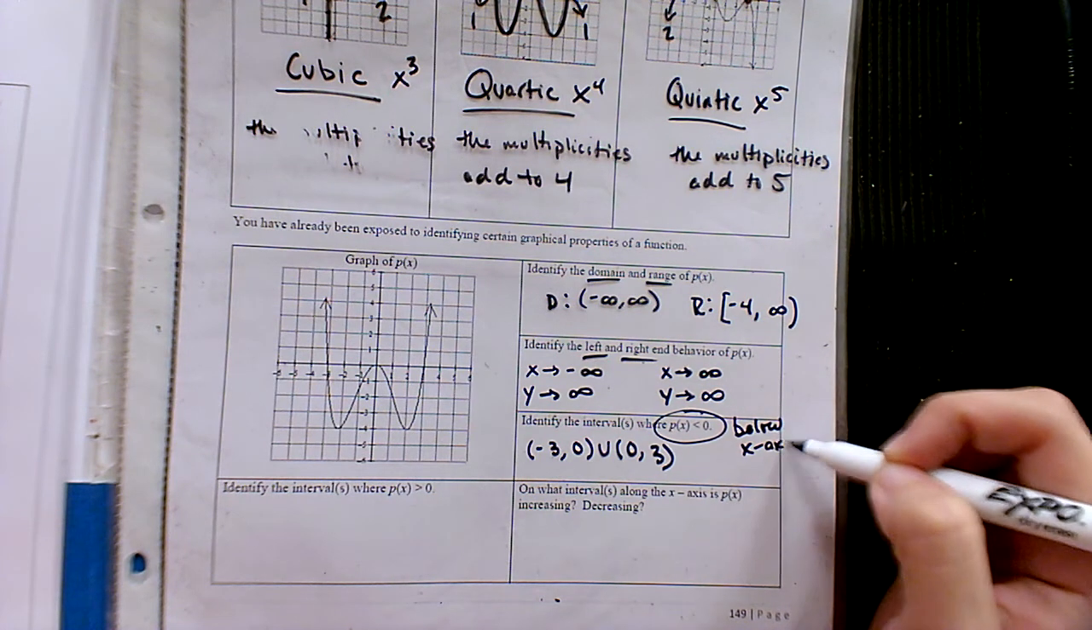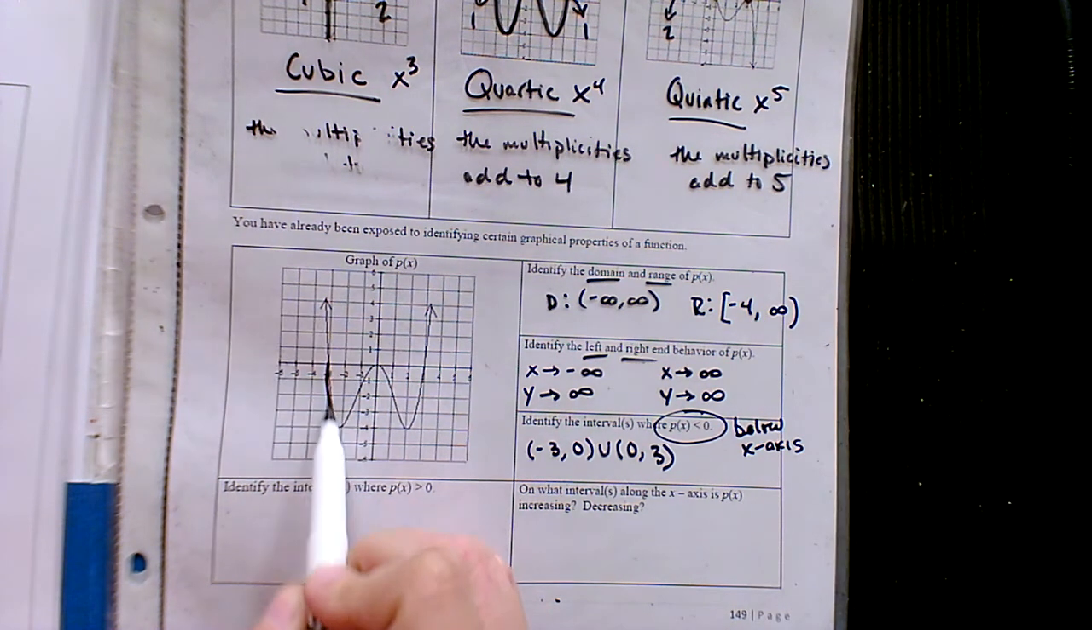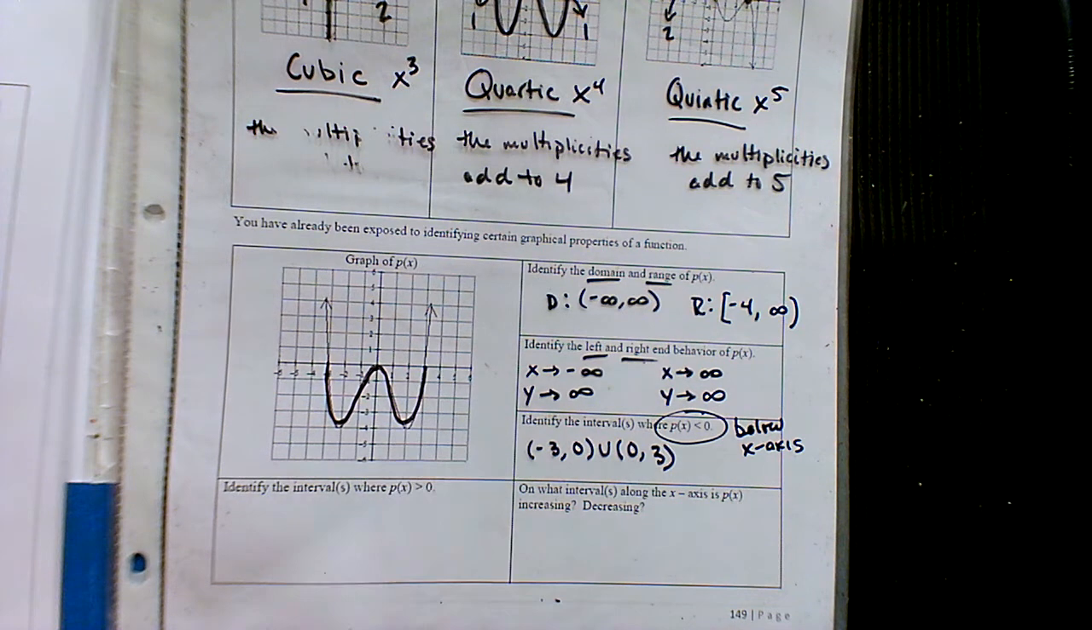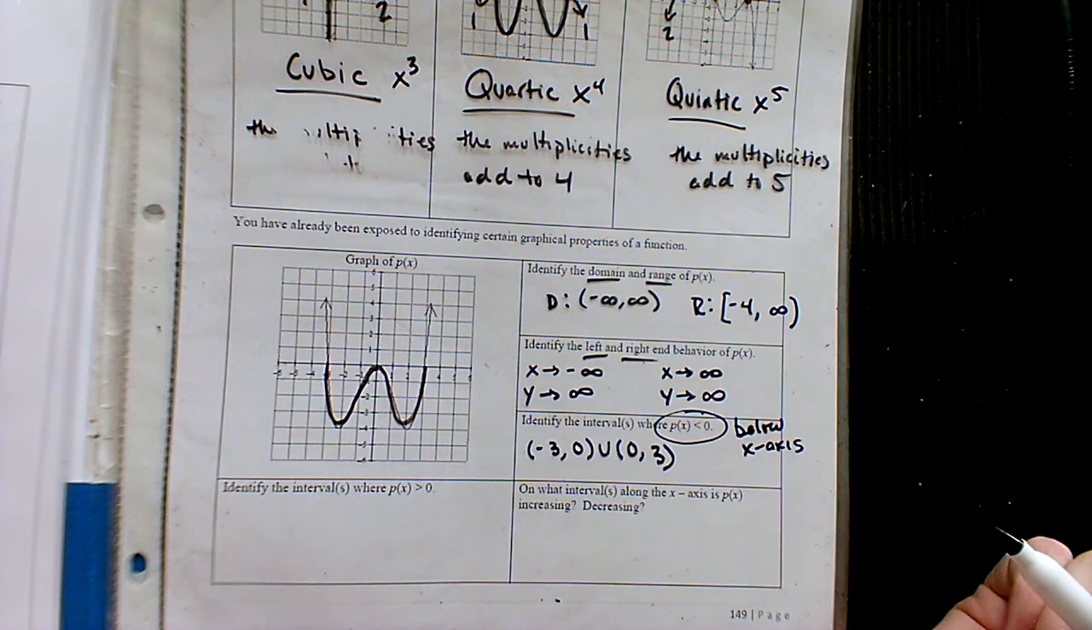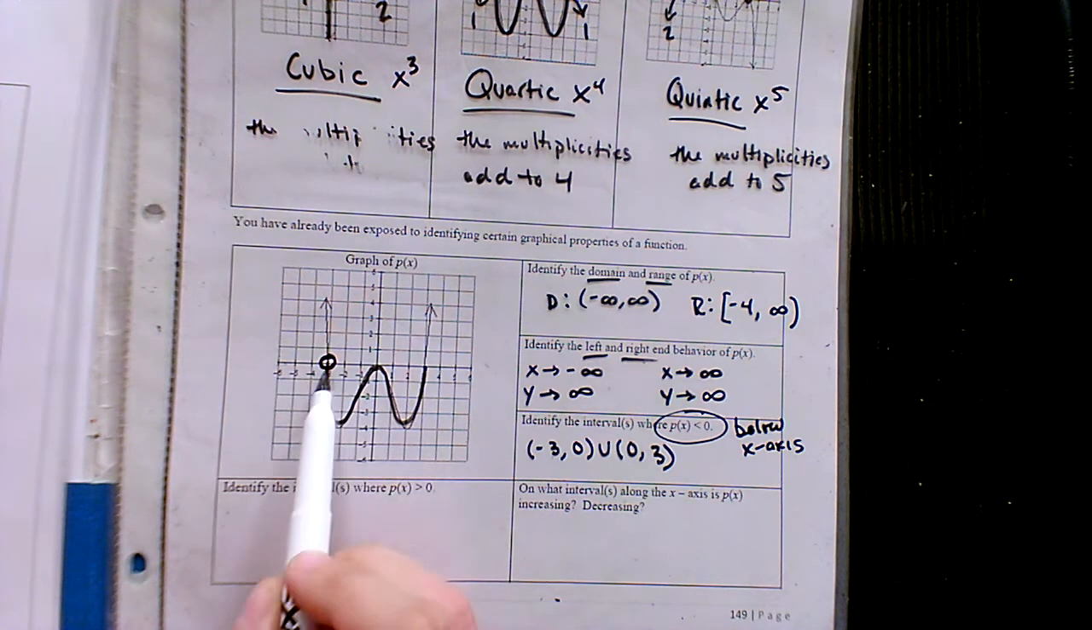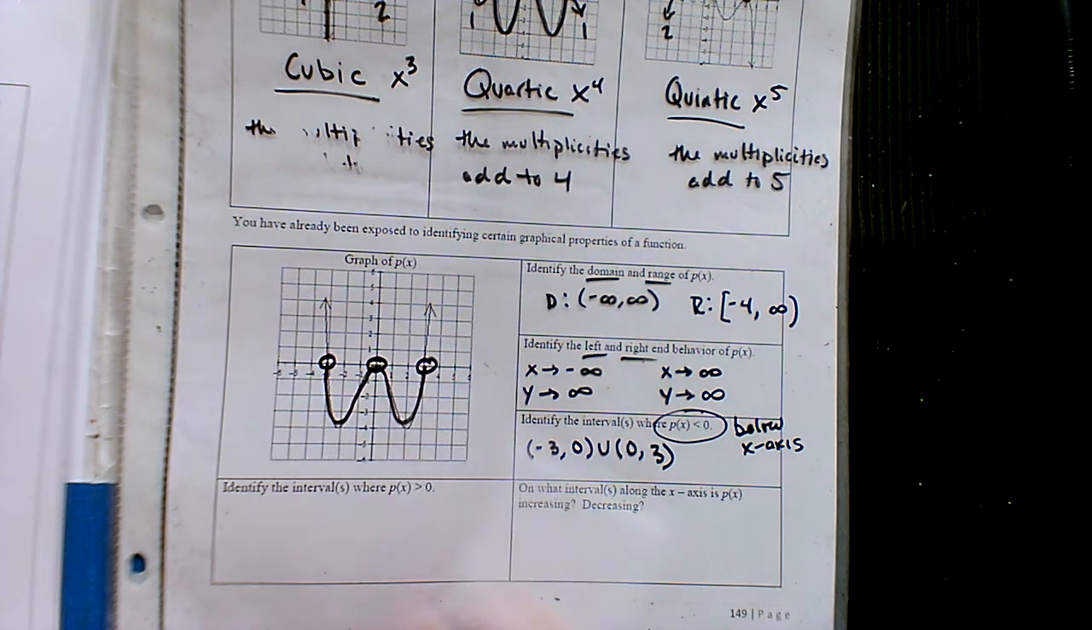Okay, so graphically it seems like it's below the x-axis all the way through from -3 to +3, but we cannot include the x-intercepts because those are on the x-axis. We'll have to skip over -3, 0, and 3. So that's why Travis used parentheses. Looks good. What about if p of x is greater than 0?